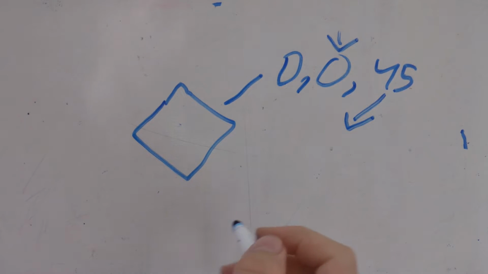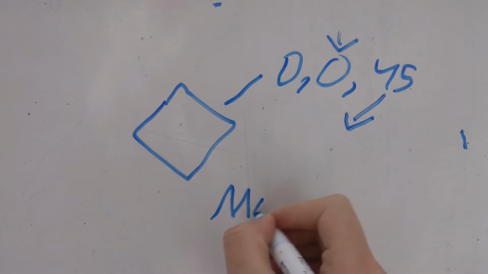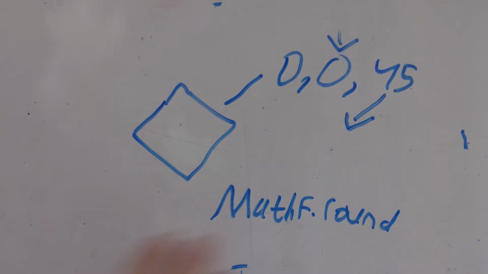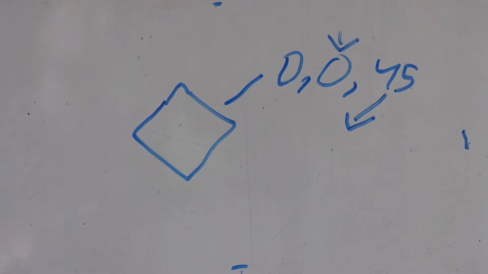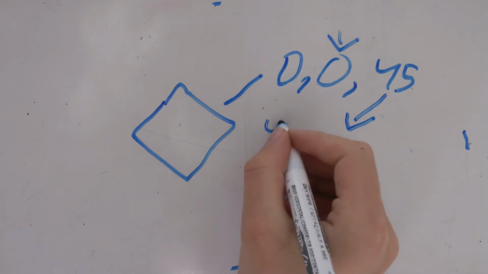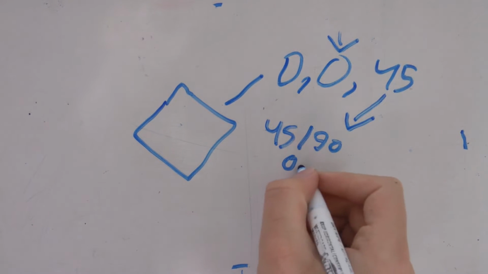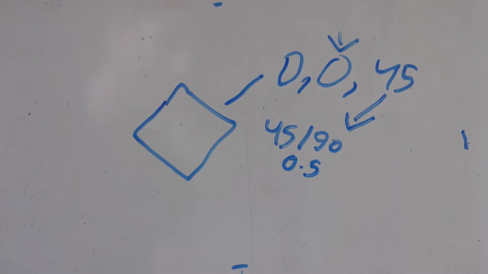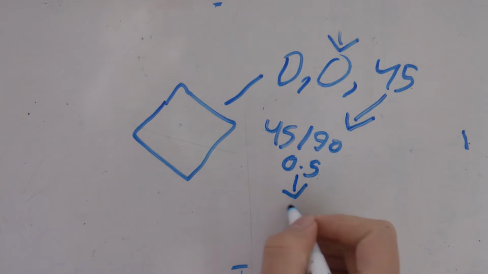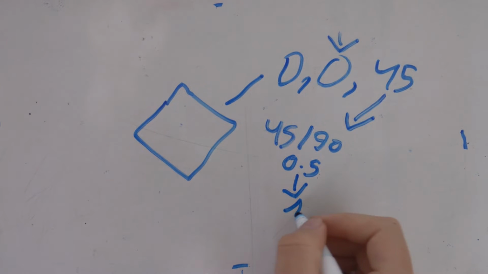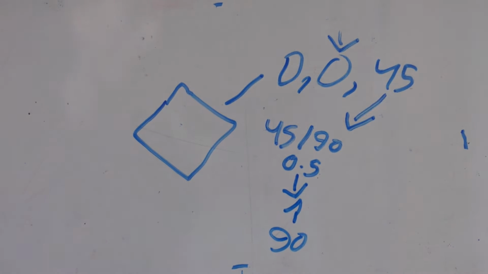In order to do that, we're going to be using the Mathf.Round function. We're going to be using that function in order to round the 45, but Round takes a float, so something like 0.5, and returns 1. What are we going to do with 45? Well, first thing we have to do is divide it by 90, which is 0.5. And if you round 0.5 to its nearest integer, then you get 1. And if you multiply 1 by 90, then you get 90. And this works with every single rotation.